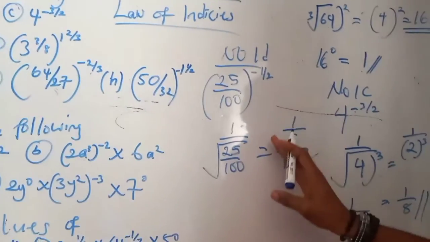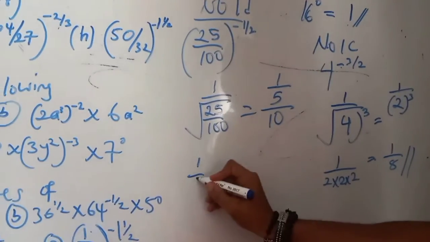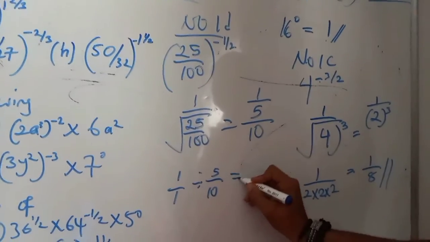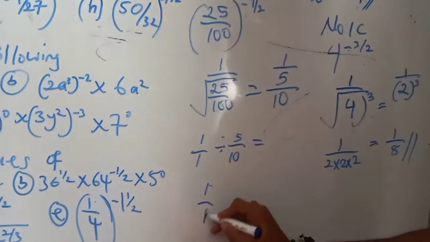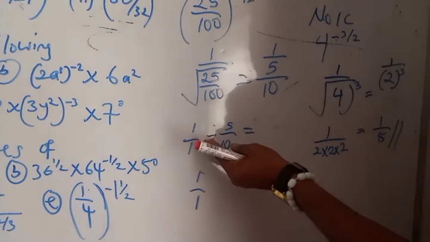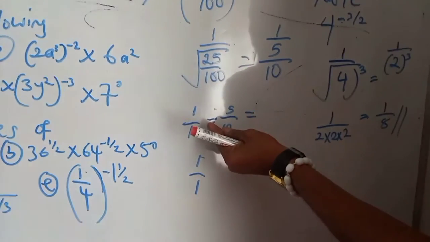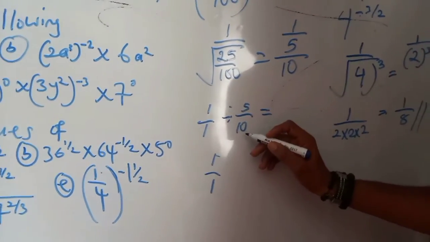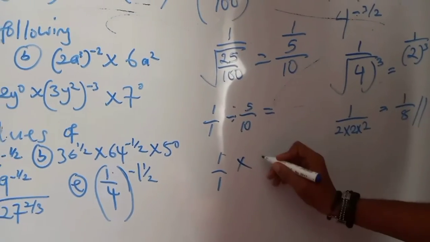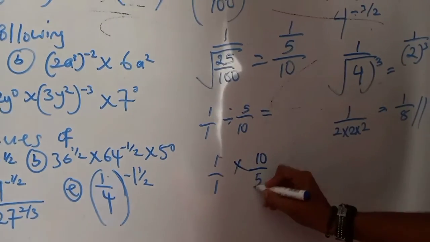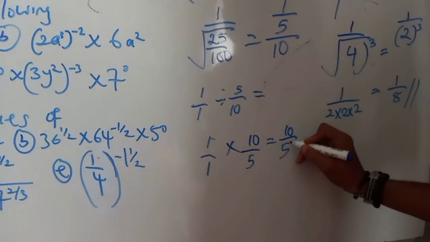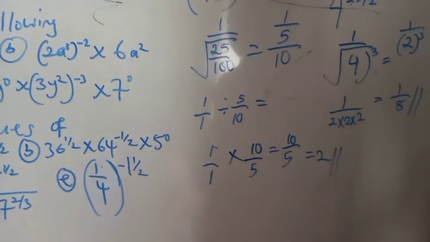Then I will expand this, meaning 1 divided by 5 over 10. Now, in your JSS3 or SS3, they told us about the division sign: whenever division is changed to multiplication, the denominator becomes the numerator, while the numerator becomes the denominator. Meaning 1 times 10 over 5, which is 10 over 5, and 10 over 5 equals 2. This is the final answer.